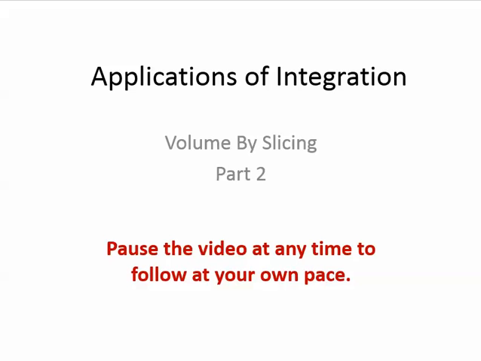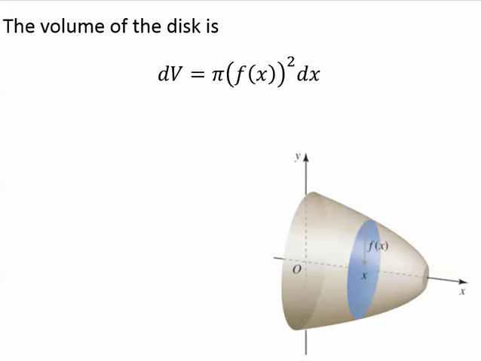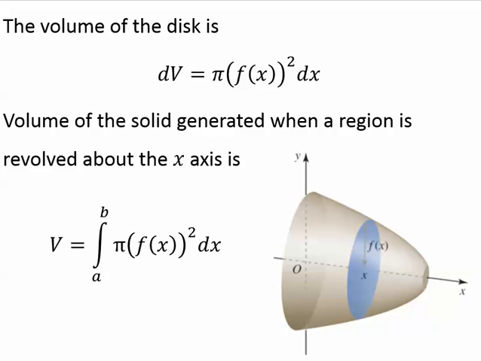Applications of Integration, Volume by Slicing, Part 2. In Part 1, we said that the volume of a disk is pi r squared times the width of the disk, which is dx. Now, these disks are very thin, and so we said dx is a very small number. Now, the radius is your function f. So the volume of the disk is pi times f of x, quantity squared, times dx. Adding up all these disks, you get the volume of the entire solid.